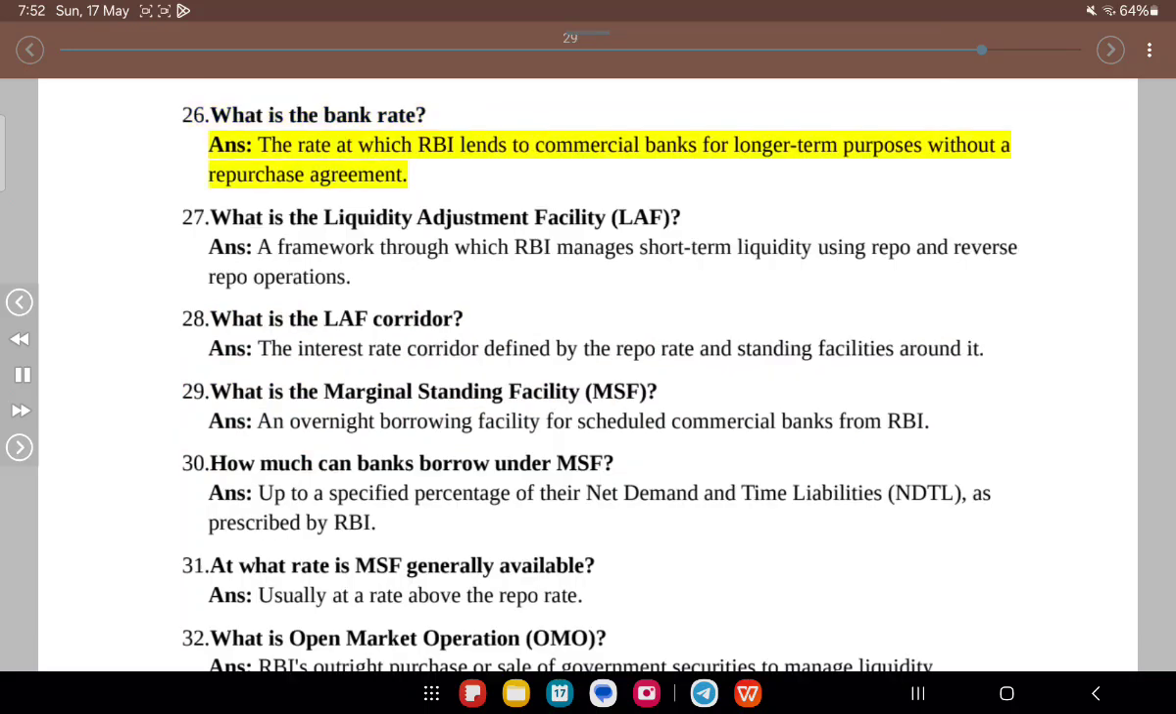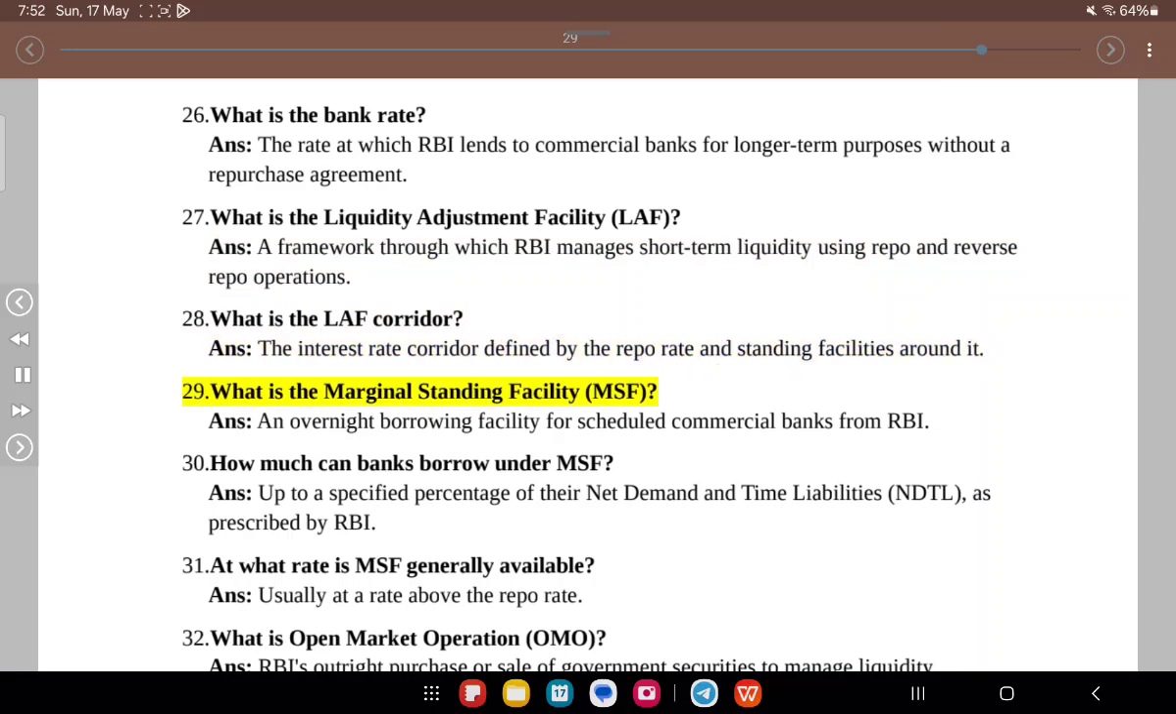26. What is the bank rate? The rate at which RBI lends to commercial banks for longer-term purposes without a repurchase agreement. 27. What is the Liquidity Adjustment Facility (LAF)? A framework through which RBI manages short-term liquidity using repo and reverse repo operations. 28. What is the LAF corridor? The interest rate corridor defined by the repo rate and standing facilities around it.